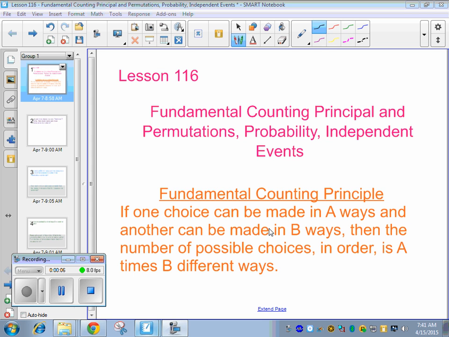Then we're going to do probability, and then we're going to do independent events. So there's a whole bunch of stuff that they're all kind of combining into this one thing. We've definitely done some of this since pre-algebra, so hopefully some of it looks familiar to you guys.